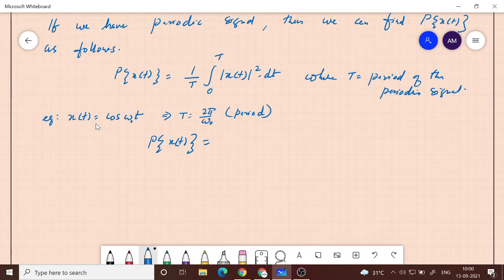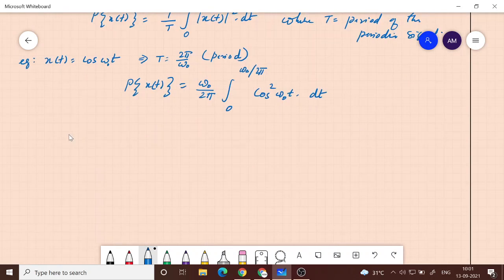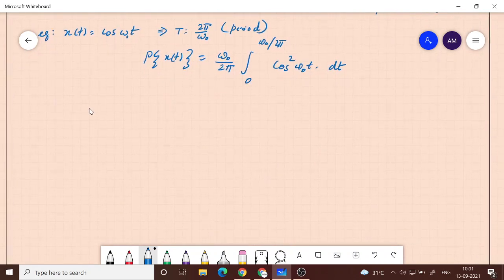So 1 by T means omega 0 divided by 2 pi, integral 0 to omega 0 by 2 pi, then cos omega 0 t the whole square, cos square omega 0 t dt. It's a real signal, so you don't need a modulus. Square is the same as modulus square for real-valued signals.